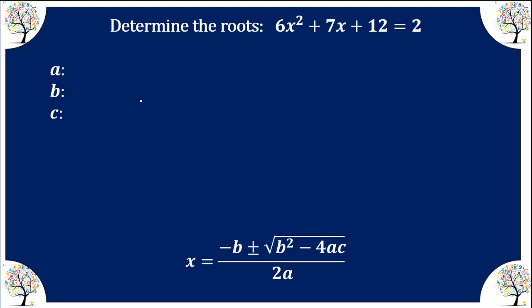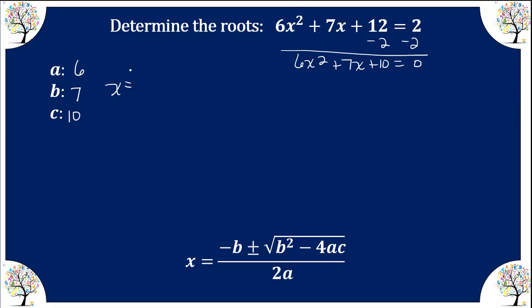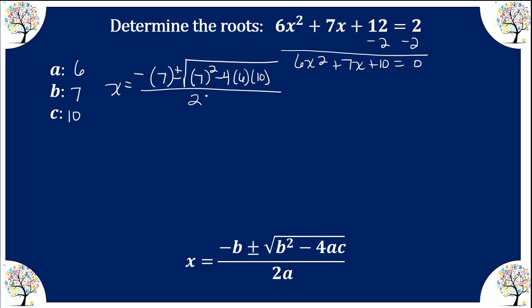On this problem, we need to first subtract 2, and we have 6x squared plus 7x plus 10 is equal to 0. Now our a value is 6, our b value is 7, and our c value is 10. So we're going to plug in. We have negative 7 plus or minus our b value, 7 squared minus 4 times a times c over 2 times a.